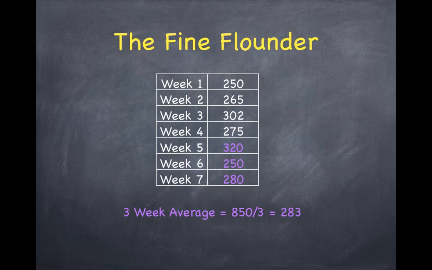As you can tell, if we were doing a 7-week average, we would use all these numbers and so on and so forth. But you can see that if we had a very extreme number, if we had 450 in 1 week, it would average out over time, and it would be more effective than other methods of forecasting.